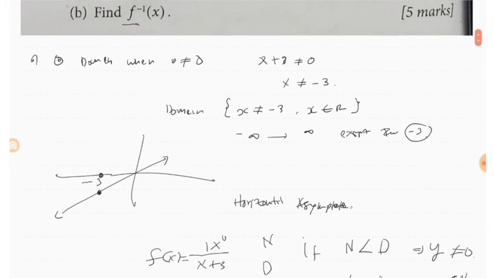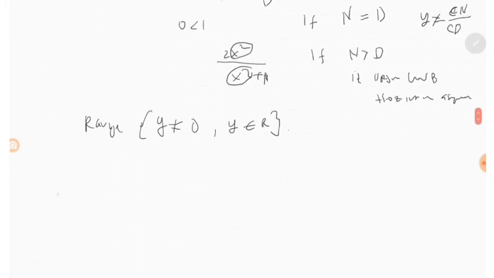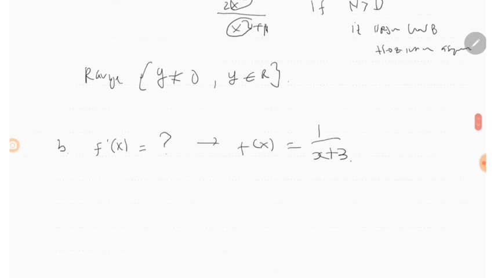How about part B? Find the inverse. How do you find the inverse of f(x), where f(x) is 1 over x plus 3? Remember, to find the inverse, first of all, let f(x) equal y. So y equals 1 over x plus 3.